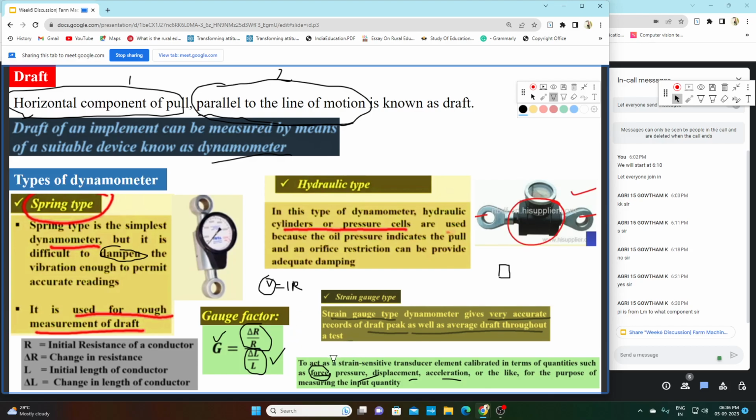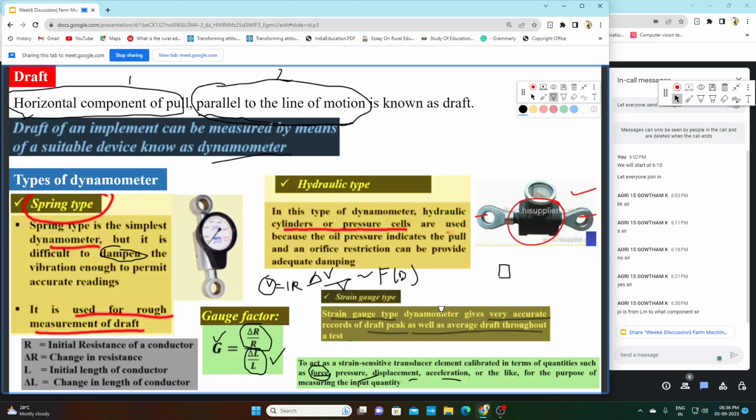And the change in voltage by the actual voltage is calibrated to whatever quantity we want. As in a dynamometer we want force calibration, we can calibrate this delta V by V to force, or you can say draft for our implement. By this we can calculate draft using strain gauges.